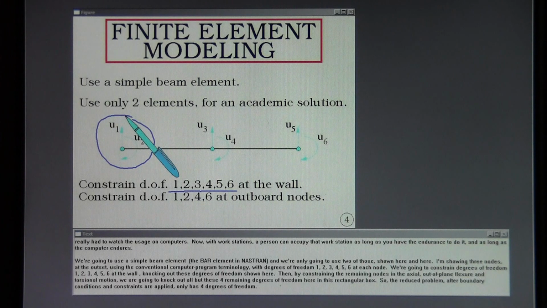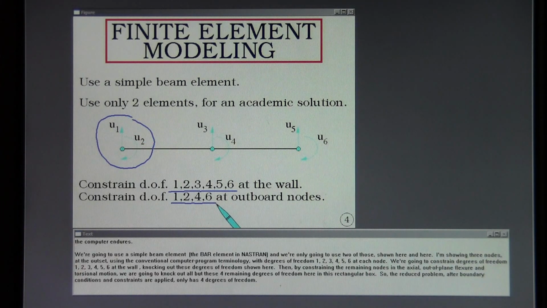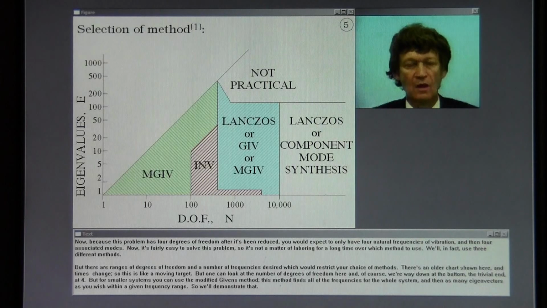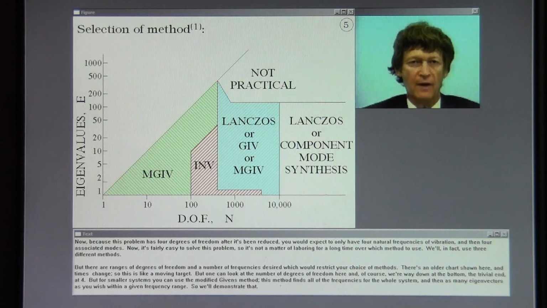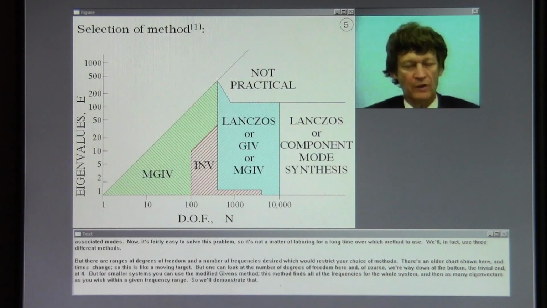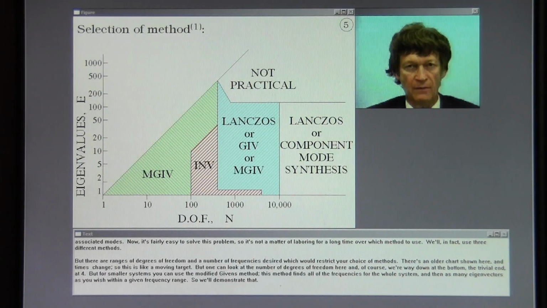Then by constraining the remaining nodes in the axial, out-of-plane flexure, and torsional motion, we are going to knock out all but these remaining 4 degrees of freedom here in this rectangular box. So the reduced problem after boundary conditions and constraints are applied only has 4 degrees of freedom. Now, because this problem has 4 degrees of freedom after it's been reduced, you would expect to only have 4 natural frequencies of vibration and then 4 associated modes.